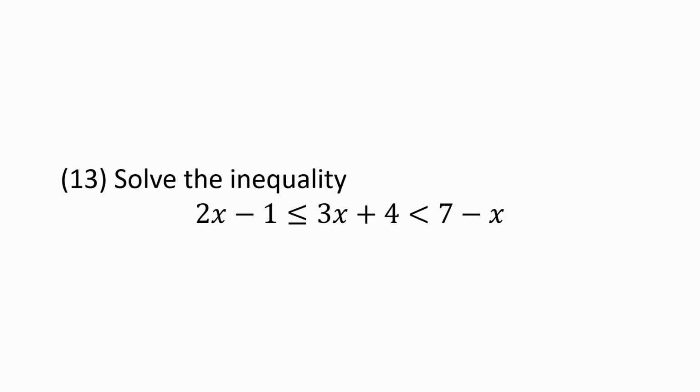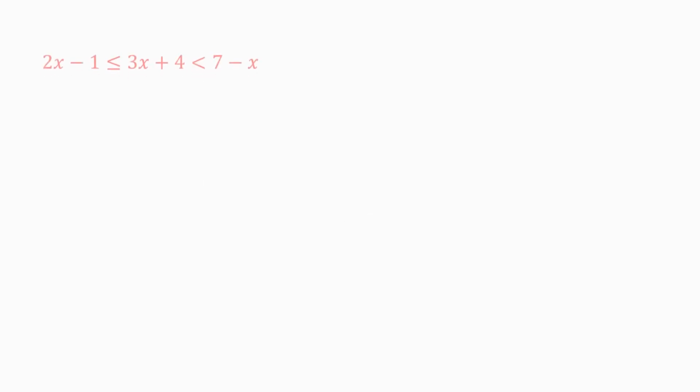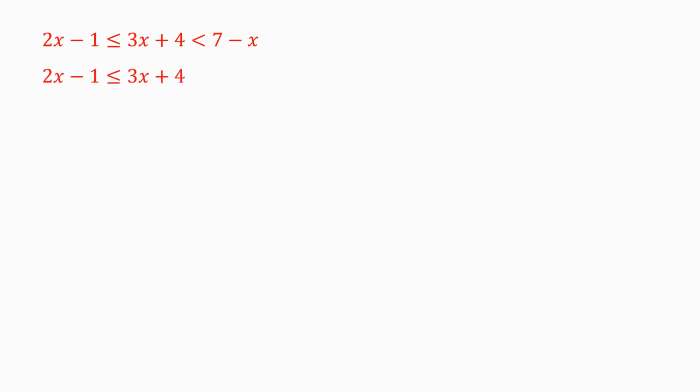Question 13. Solve the inequality 2x minus 1 is less than or equals to 3x plus 4, which is less than 7 minus x. So we begin by solving the lower bound of x, and we do that by taking the first part of the inequality, which is 2x minus 1 is less than or equals to 3x plus 4.